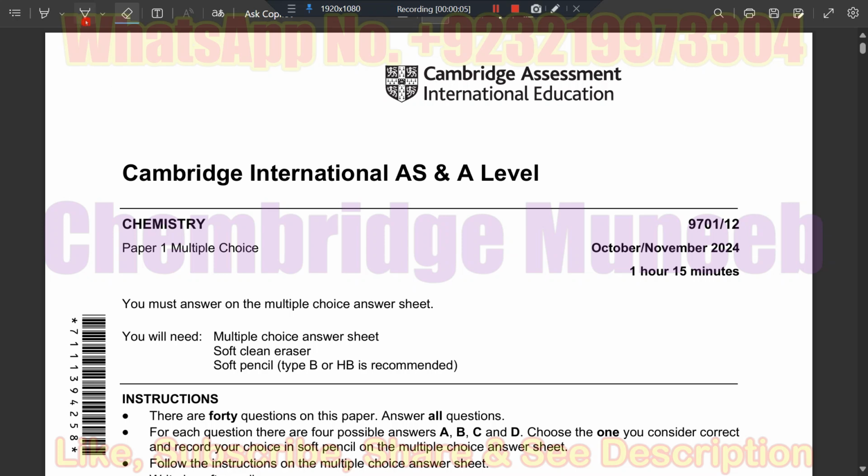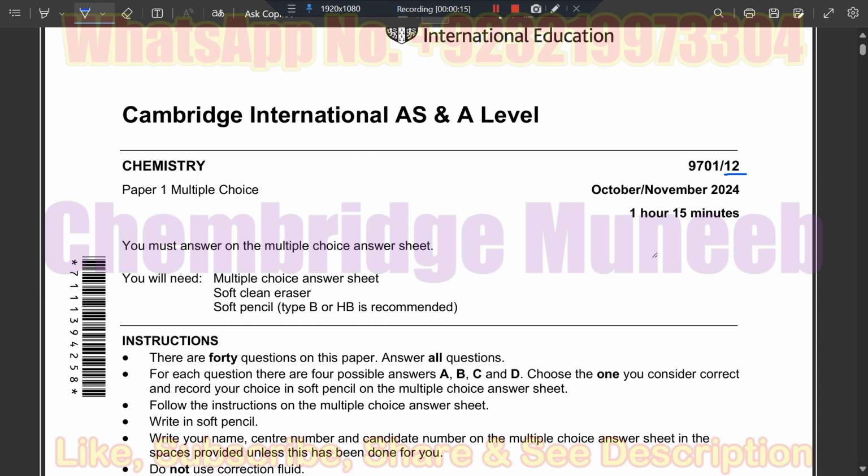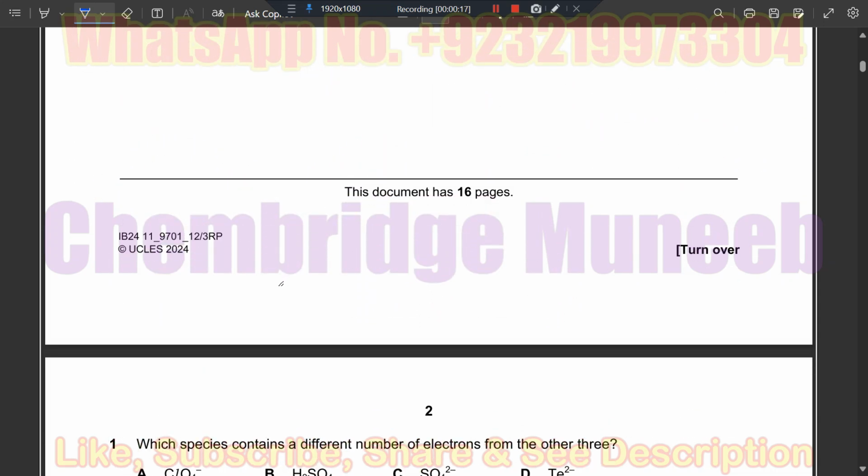In today's video, I will solve the paper of October number 24, variant 2nd of paper 1. So without wasting a single second, let's go through the paper now.